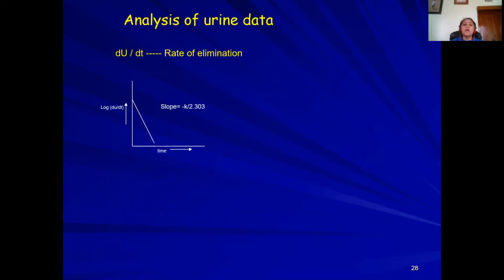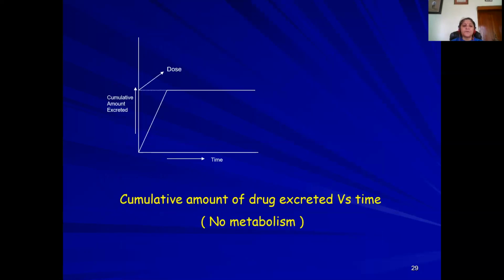Similarly, we could also take urine samples and plot du/dt, which is the rate of elimination. If we plot a graph of log of du/dt versus time, we get a straight line, the slope of which is equal to minus K divided by 2.303. So we can calculate K by multiplying the slope of the graph with 2.303.